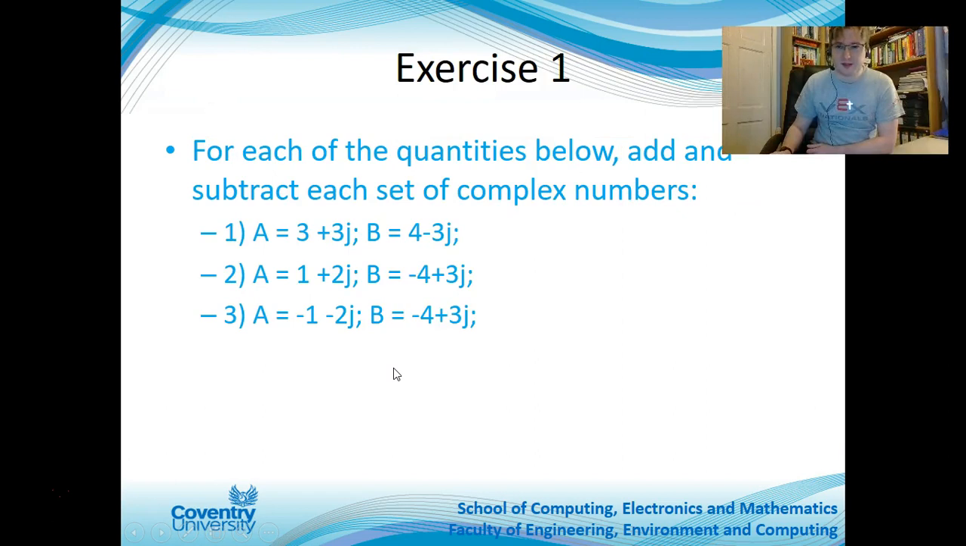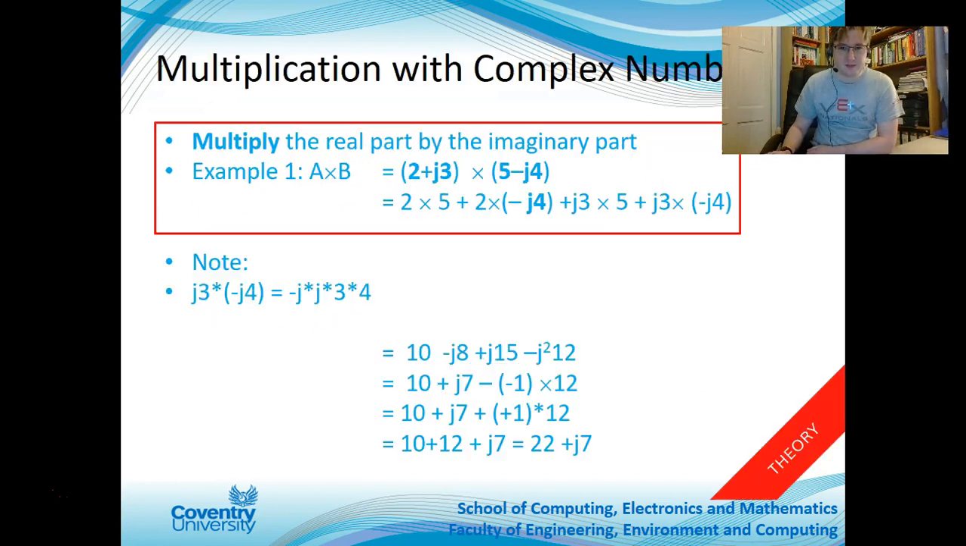There are some exercises to have a look at. In exercise 1, we want to add and subtract the relevant complex numbers together. I'll go through that in the lecture.